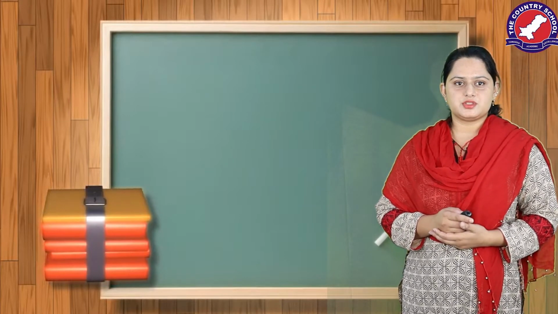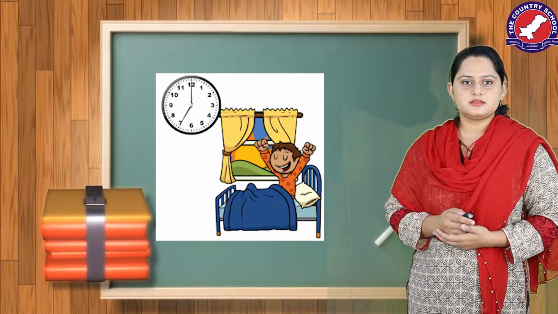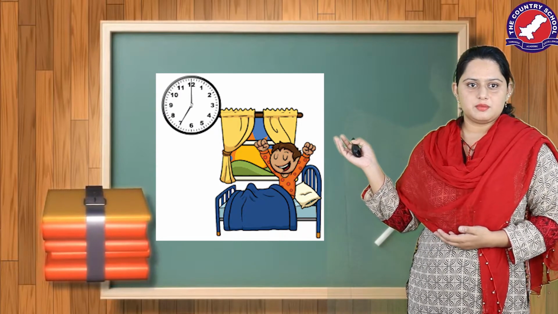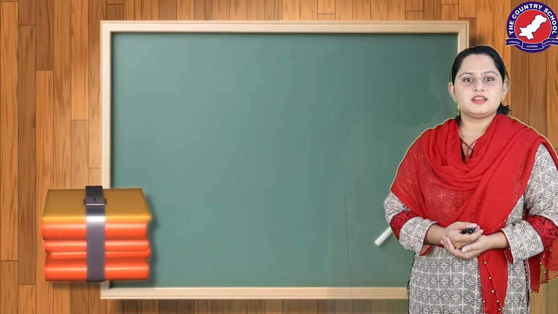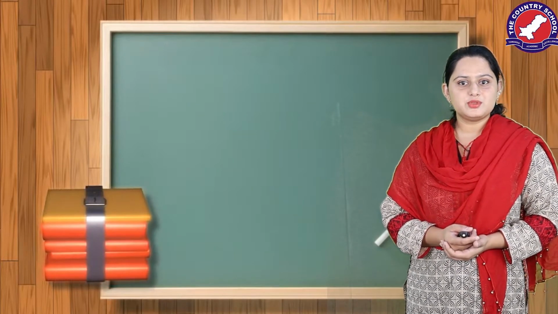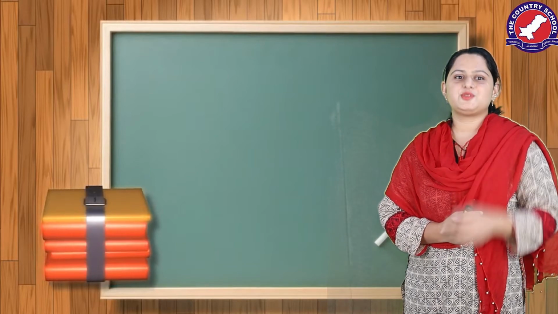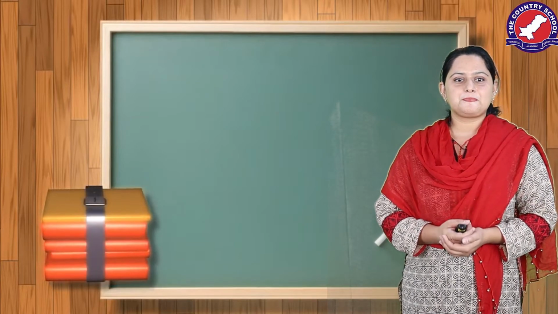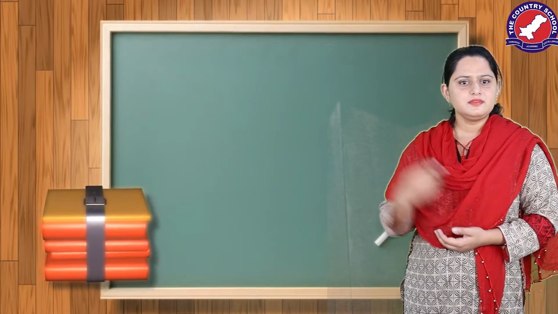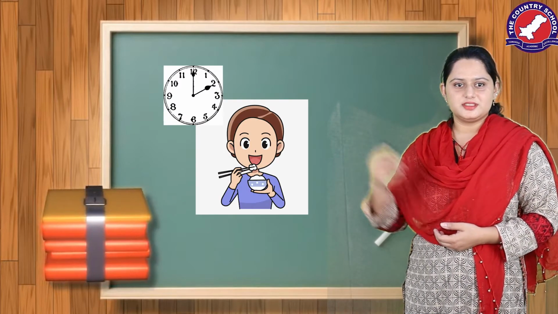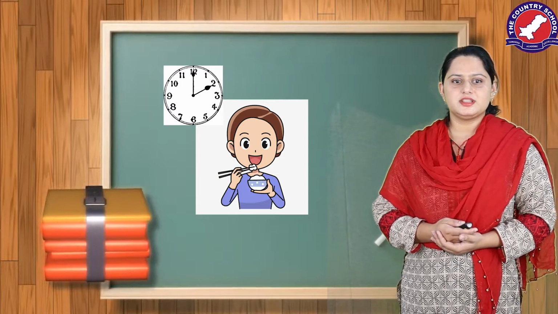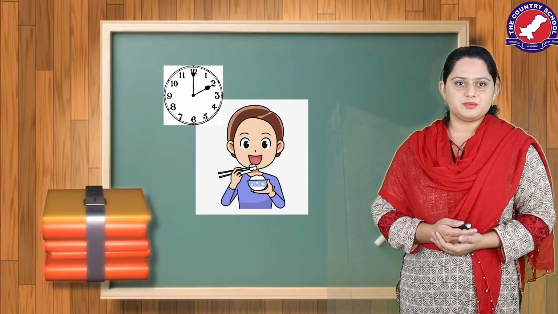Now just see these pictures. What do you see? At what time is Ali getting up? Yes, it's 7 o'clock. And by the way, at what time do you get up? Do notice your time. Okay? Next one. At what time is Ayesha having her lunch? Good. At 2 o'clock. You guys did a great job.